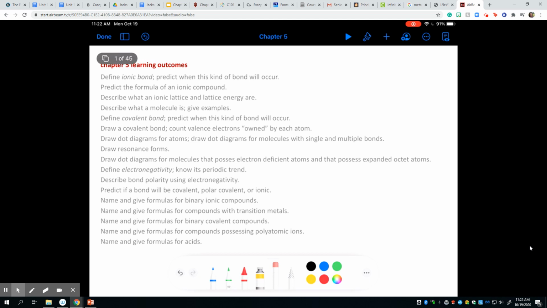Name and give formulas for binary ionic compounds. Talk about compounds with transition metals, binary covalent compounds. Name and give formulas for compounds possessing atomic ions, and name and give formulas for acids.